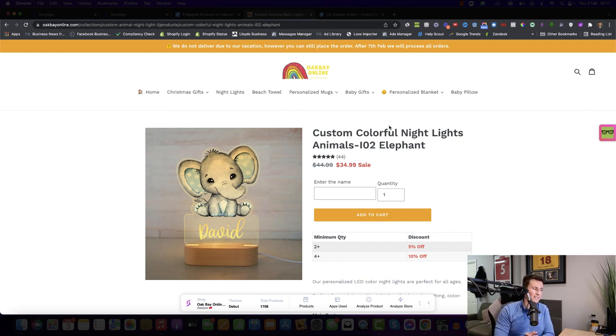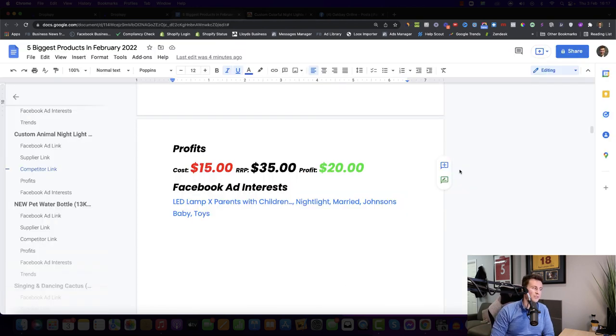So to summarize this product, it's a great product. It's being sold in a very simple but basic way. There's definitely room for improvement here, which potentially could lead to even greater results. If we take a look at the profit margins for this product, the cost from your supplier is $15 delivered. I would recommend a retail price in and around $35, which would leave a profit margin of $20.